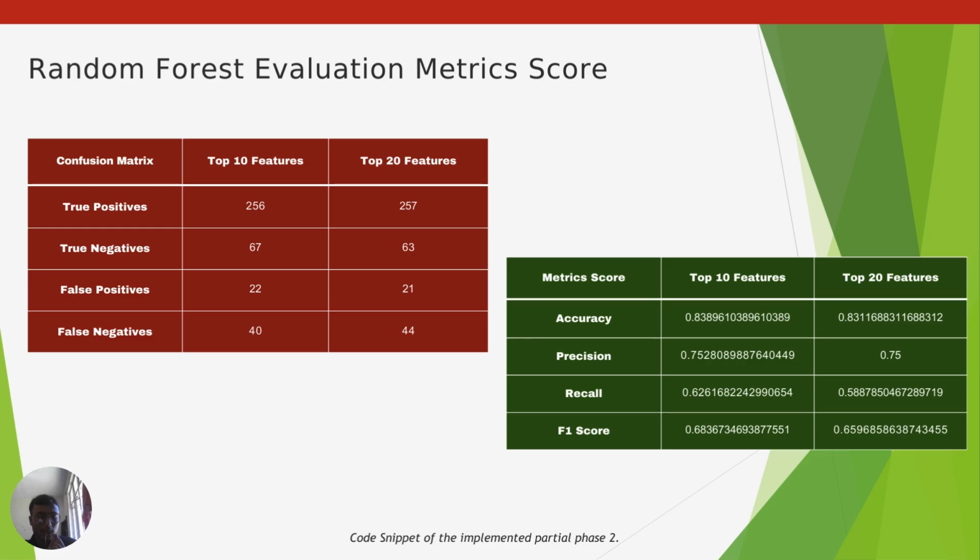So on the score, we can see for the top 10, the accuracy is 0.8, the precision is 0.75, the recall is 0.62, and the F1 score overall is 0.68. For the top 20 features, the accuracy is 0.83, the precision is 0.75, and the recall is 0.58, which we can see is reduced, and random forest handles big data. So overall, it gains 0.65.